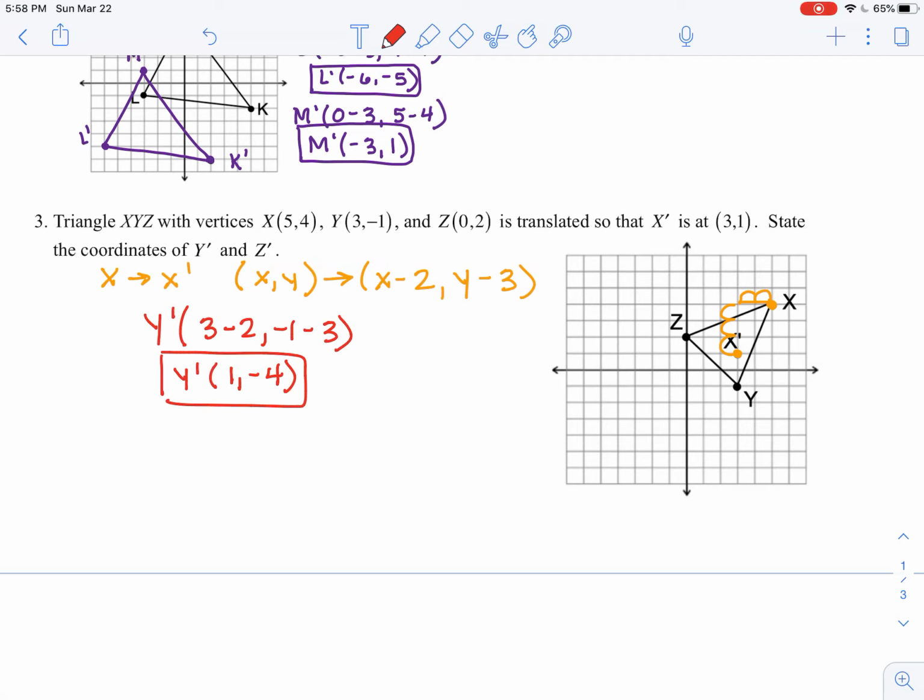Z was at (0, 2), so z prime is going to be at (0 - 2, 2 - 3). So z prime should end up at (-2, -1).